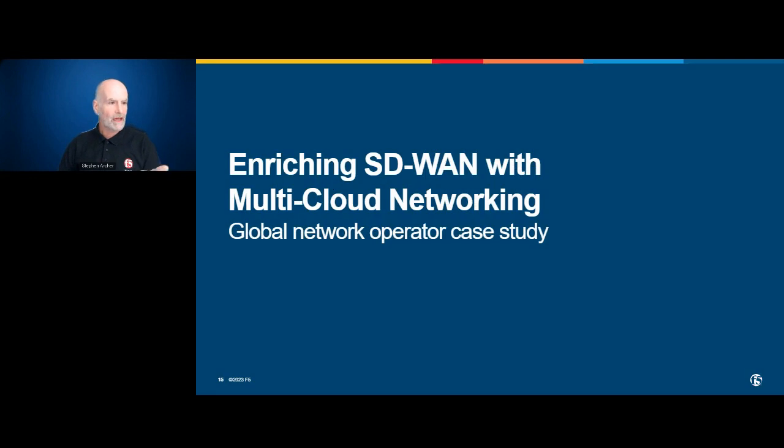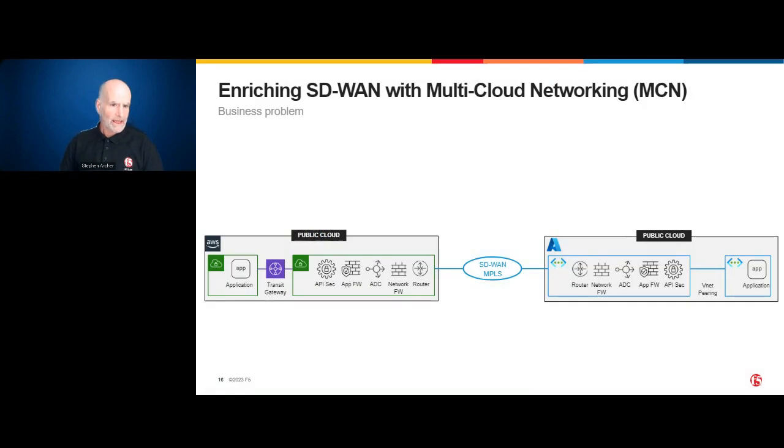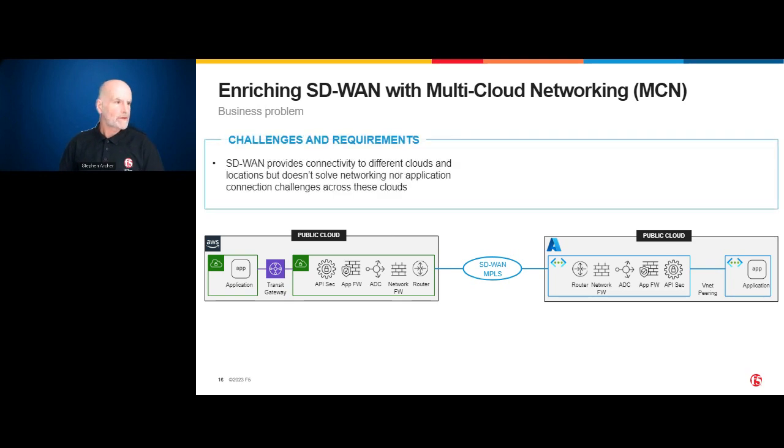The third use case is enriching SD-WAN with multi-cloud networking. So this is a global network operator, global telco case study. It is a really interesting use case, actually. So in this example, and of course, the SD-WAN and MPLS connectivity here could be between any two locations, right? It doesn't have to be AWS and Azure, as my example shows. It could be many different environments.